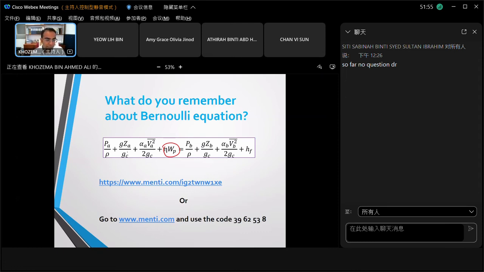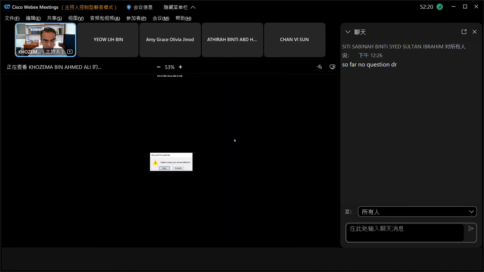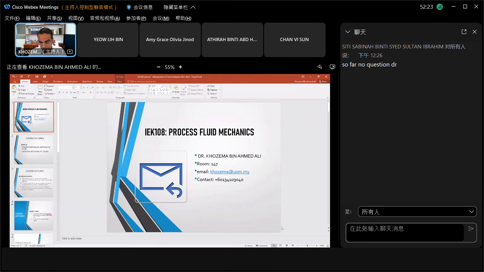P is the pressure, g is your gravitational acceleration, z is your distance, alpha is your coefficient, V is your average velocity, and then rho is your density, gc is your conversion factor for your gravitational acceleration, hf is your friction term, okay.